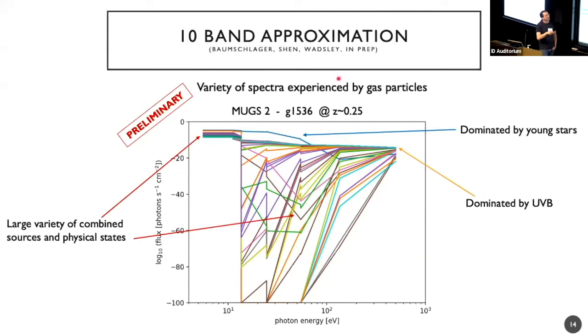Then we have all these large variations here in this probably meaningless part below. But you see all the different shapes, and that's the cool thing, that we can see it, and our code is able to work on this and handle it. We still get proper ionization rates.